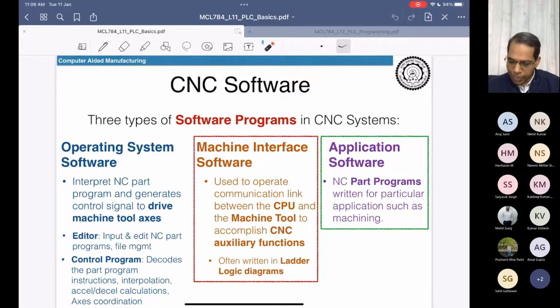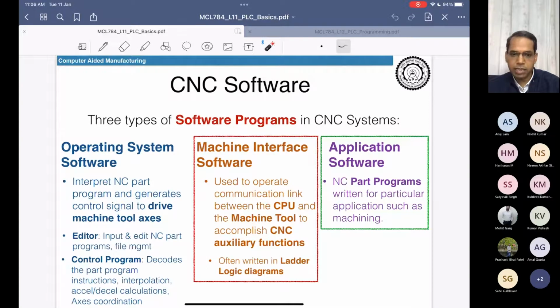Most of the time this machine interface software we will be writing in ladder logic programming, and that is what we are going to discuss now. I just want to give you a reference and the relevance of this PLC programming, how exactly it has been used.